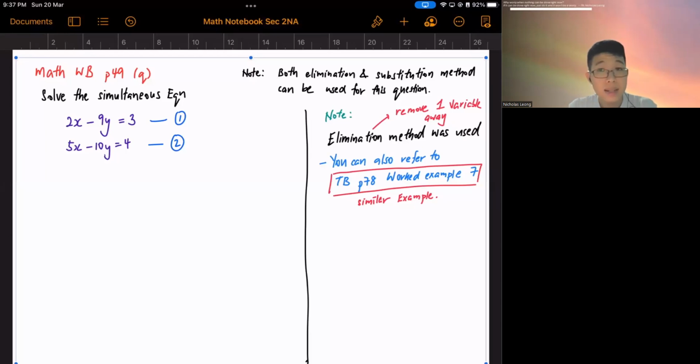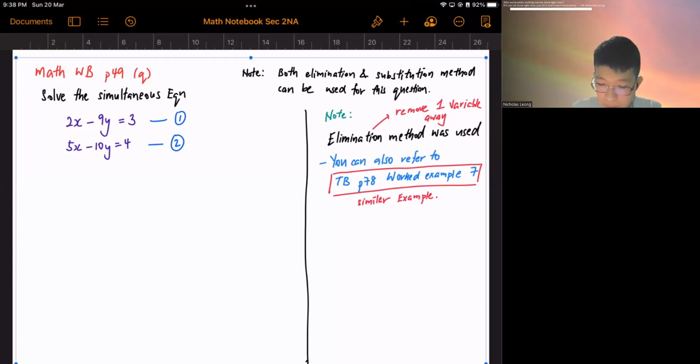Hi students, let's learn how to solve a simultaneous equation. This question is from workbook page 49, question Q. For these simultaneous equations, you can always use either the elimination method or the substitution method to solve it. For this particular example, let me use the elimination method to show you.